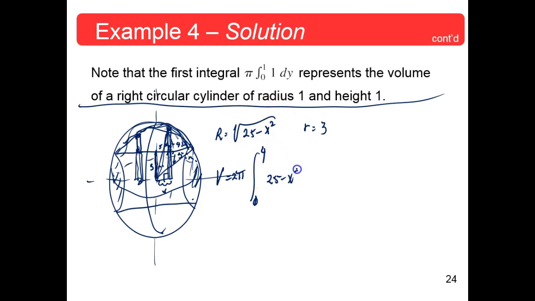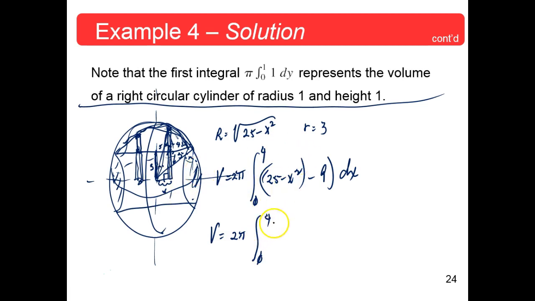25 minus x squared. The square root of that squared will just be that, right? Because the square undoes the square root. Minus 9. Perfect. And that's times dx, because your little increment is dx. So the volume here will be 2 pi times the integral from 0 to 4, because that's the x limits here.